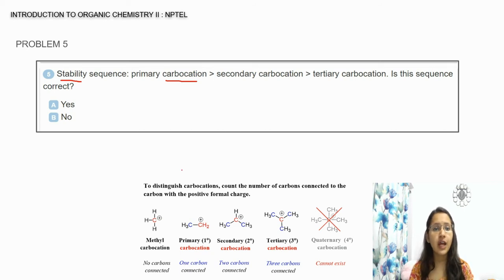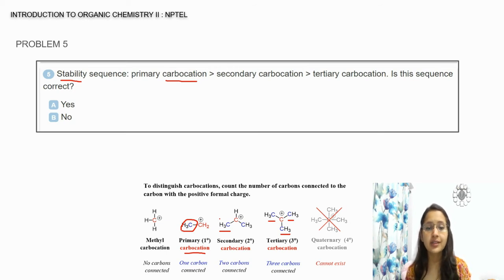So first we have to know how primary, secondary, and tertiary carbocations look like. Here I have shown the primary, secondary, and tertiary carbocation structures. In the primary carbocation, it is connected to only one carbon atom. That is this. Now in the secondary, it is connected to two other carbon atoms. In the tertiary carbocation, it is connected to three carbon atoms.